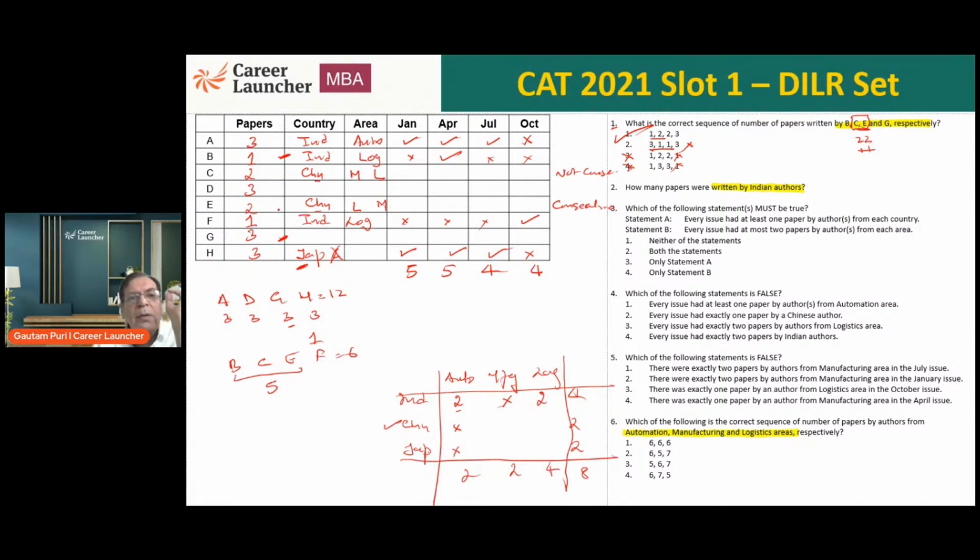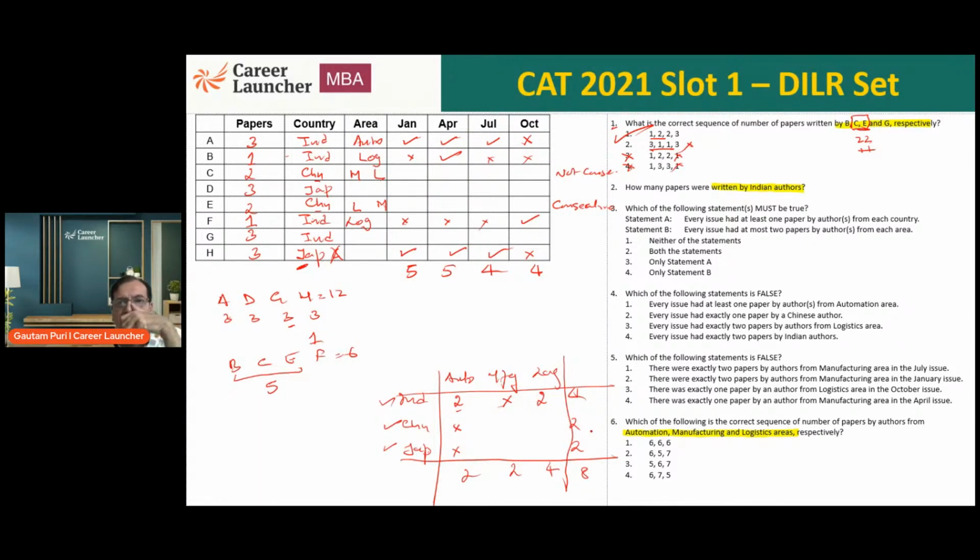So China is out. 1 Japanese author is out. So I need only 1 more Japanese author. Since B and G both are the same country, both cannot be Japanese. That means both have to be Indian. So have I taken care of both the Indian authors? All 4, 1, 2, 3, 4, yes. And that means the remaining person has to be Japanese. So we have taken care of all the 8 authors' nationality.